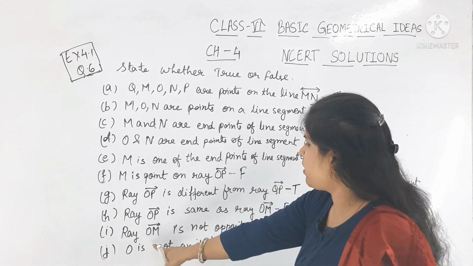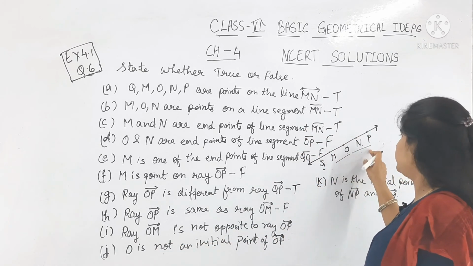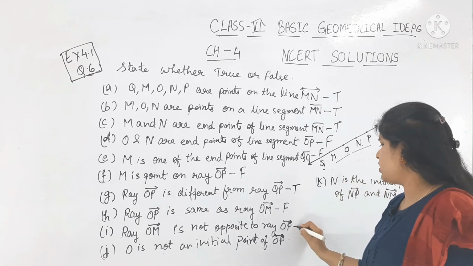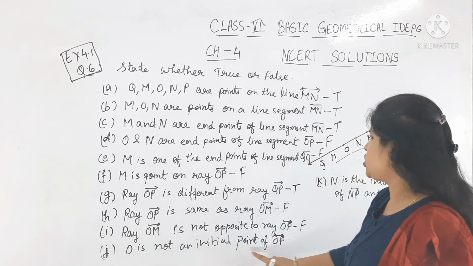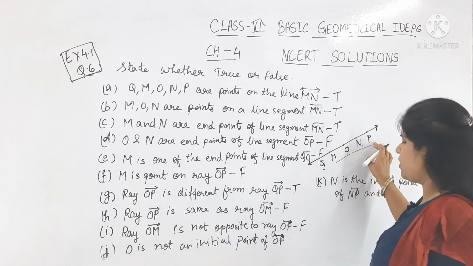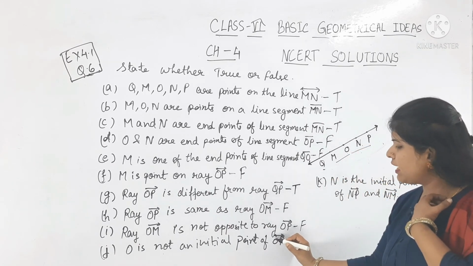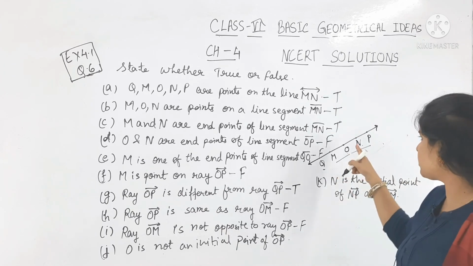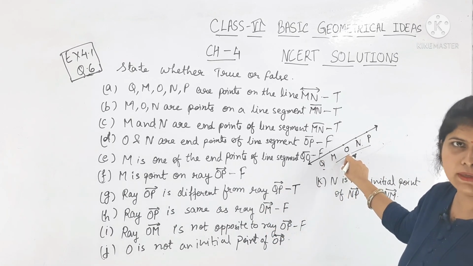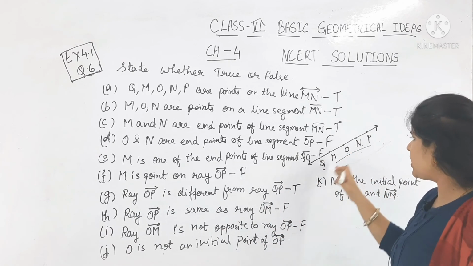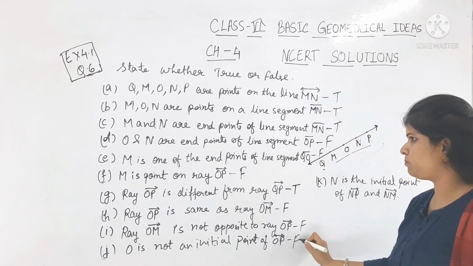Number I is ray OM is not opposite to ray OP. OM and OP, that is the opposite ray. So here the statement is false. Number J is O is not an initial point of OP. So OP is the line. Here it is given line. If it is given that ray, then that will be the initial point for the ray OP. But it is given that line. So line is starting from Q. So this is the false statement.